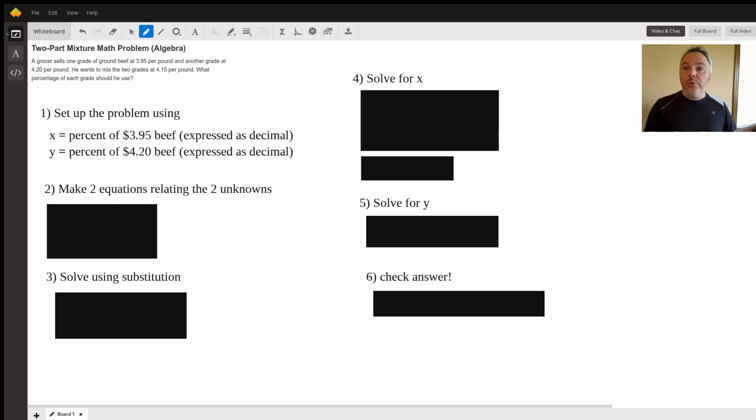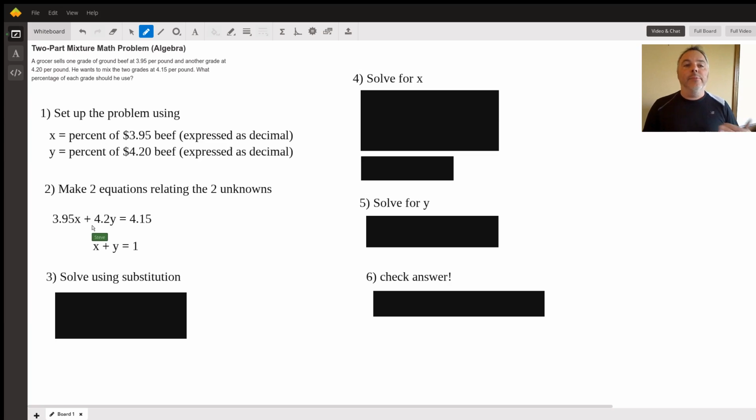Now I'm going to make two equations with two unknowns. So let's think about this. I want some percentage of the 3.95 beef, so 3.95 times x, plus some percentage of the 4.20 beef, so 4.20 times y, and that's going to equal the 4.15 a pound. That's the first equation: 3.95x plus 4.2y equals 4.15. But I can't solve one equation with two unknowns, so I need a second equation.